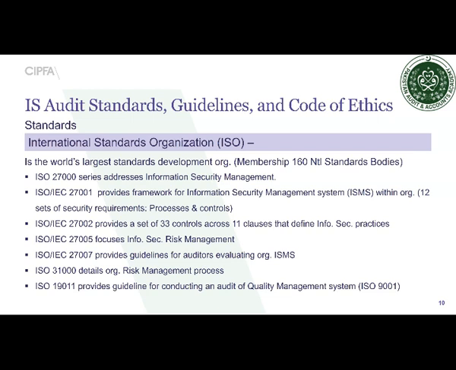And then the others are completely different. 31,000 is risk in general. The 27,002 or the 27,005, that's information security risk management. But 31,000 is risk management in general, not only information security. Like the 31,000, it is the entities applying risk management, what we call enterprise risk management.